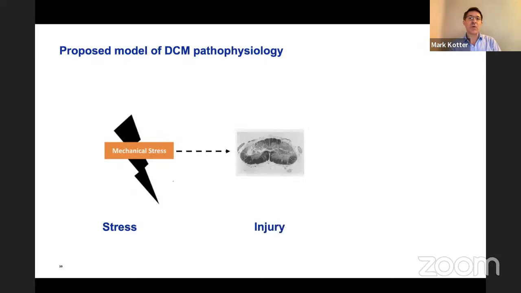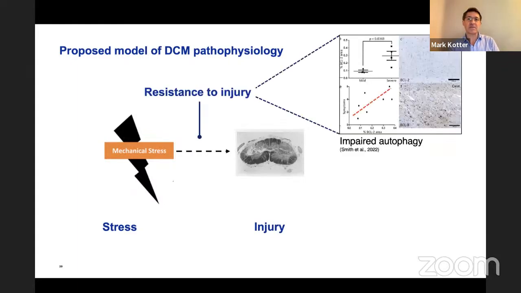There are two modulating factors. One of them is what we might call the resistance to injury, which might be different from individual to individual. And here on the right, you can see a study that we published recently, which looks at autophagy in spinal cords of individuals that suffered from various degrees of DCM symptom severity.